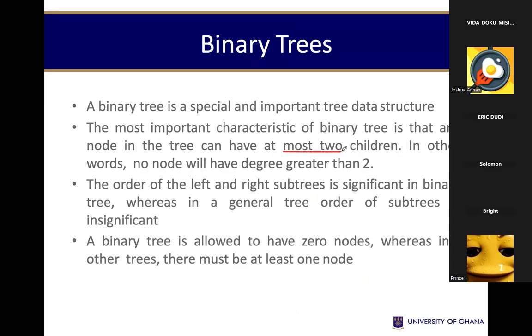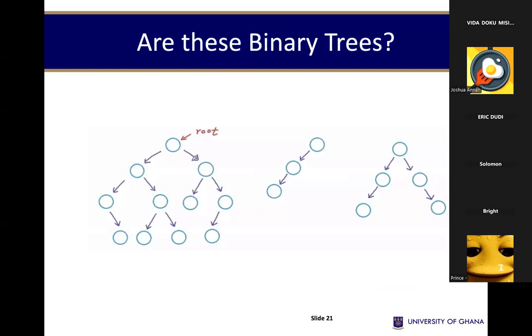Then we went to look at some examples of trees. We saw that this is a typical example of a binary tree. This is also a typical example of a binary tree. This is also a typical example of a binary tree, because each node has a maximum of 2 children.